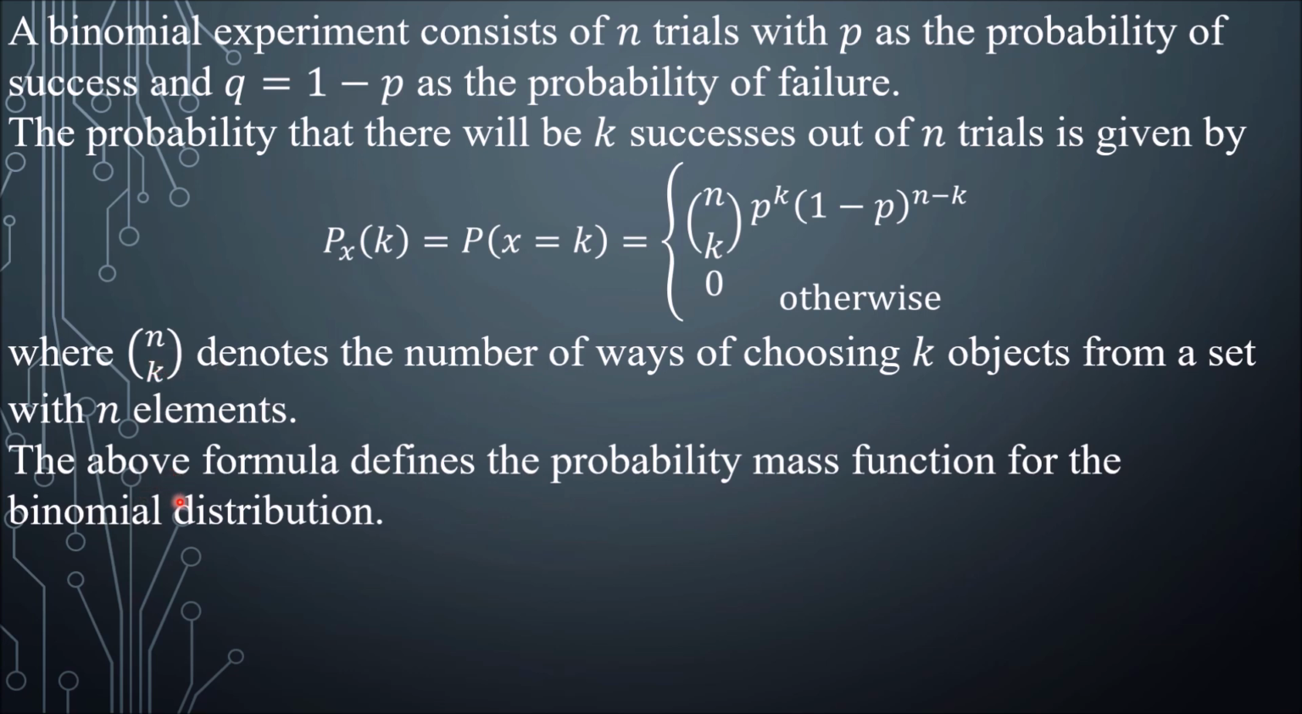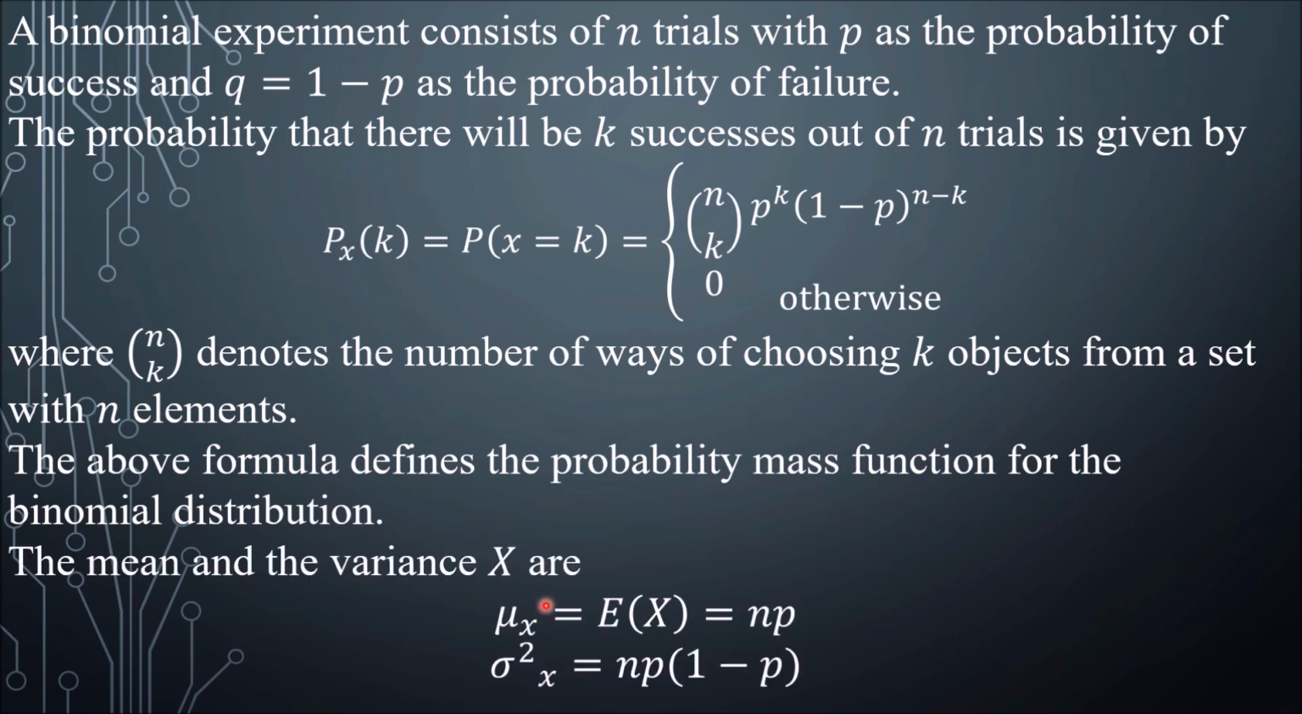The above formula defines the probability mass function for the binomial distribution. So this one is the PMF of the binomial distribution. The mean and the variance are np for the mean, and then variance np times 1 minus p.